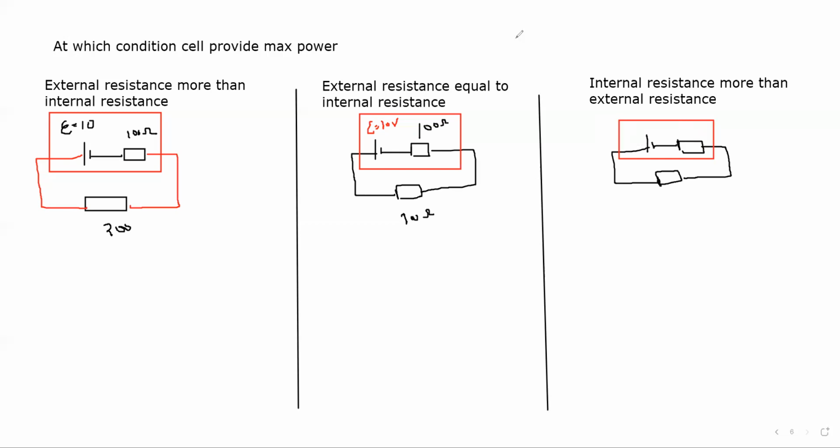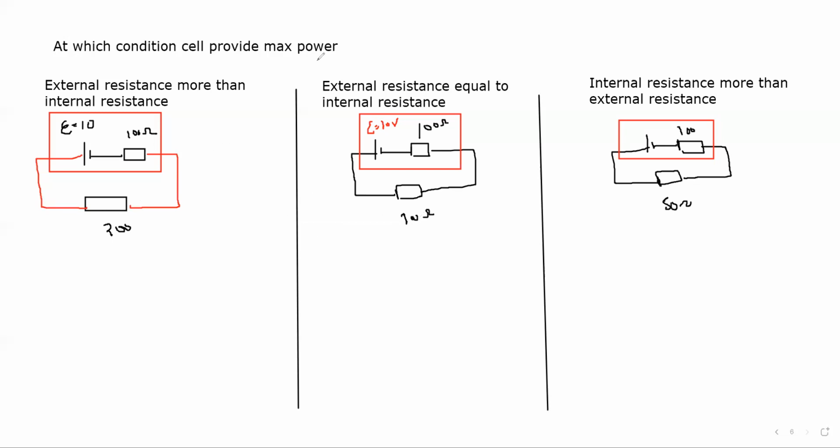So this one, internal resistance is more than external. I'm not changing internal, only external. So it will be 50. Now, when we want to find the power, we need voltage and current. P is equal to VI, or you can also use P is equal to I squared R, because you know the external resistance, so you can use this formula.